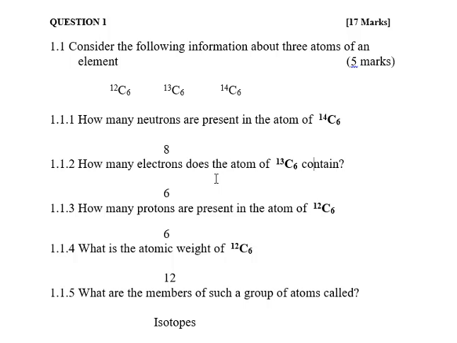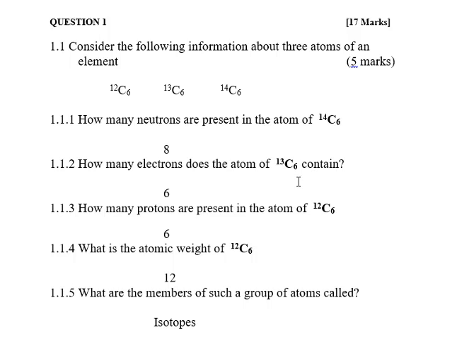1.1.2. How many electrons does the atom of this carbon here contain? And this is carbon 13. How many electrons does it contain? For you to know the number of electrons, you need to know the number of protons. And to know the number of protons, you need to know the atomic number. Remember we said the atomic number, which is given here as 6, is equal to the number of protons.